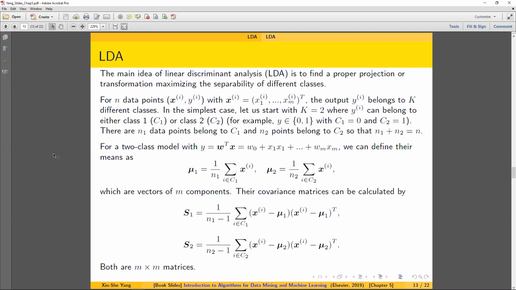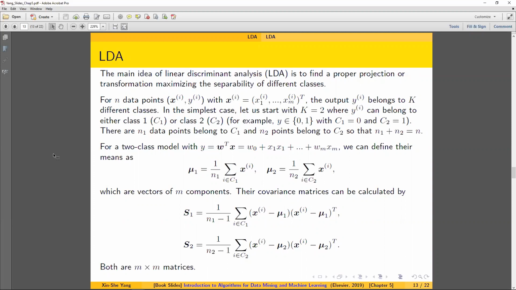Assuming that you have dependent variables being multiple classes, right? Just like in logistic regression, you have binary variables, or potentially you have multiple classes. And then is it possible that we transform the original data so that it is easier to separate the original data into different classes? That's really the idea. So now let's use an example.